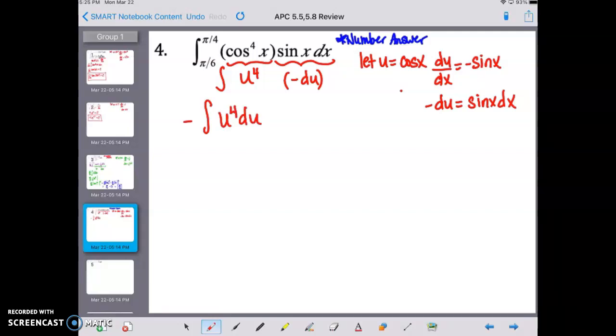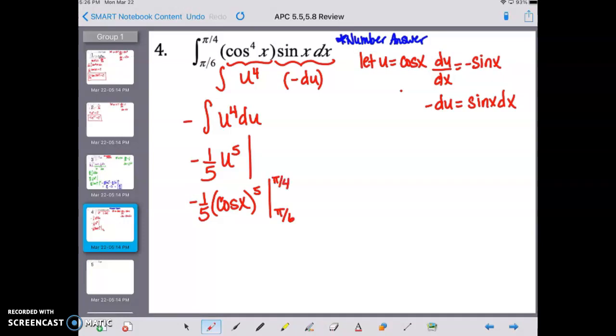And now I just have to integrate this. So I add 1 to my exponent, so I'm going to have u to the 5th, but then I have to multiply by the reciprocal in front. So I will have negative 1/5 u to the 5th. And again, I'm evaluating this on my limits of integration, but in terms of x. So now I'm going to switch back to x. And when I do so, then I'm going to have negative 1/5. And then again, u is cosine x. So this is cosine x to the 5th power. And I'm going to write it like that. Usually we write it as cosine to the 5th power of x, but I'm going to leave it in the parentheses for substitution purposes. And I'm going to be evaluating this from pi over 6 to pi over 4.